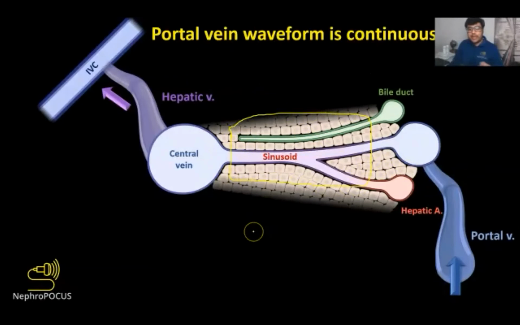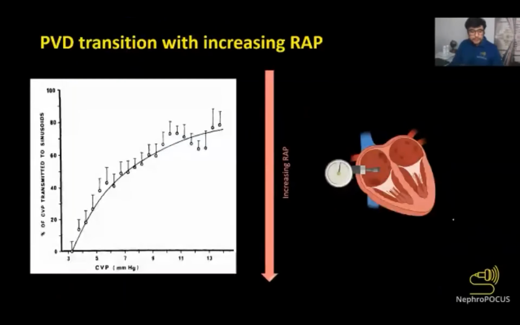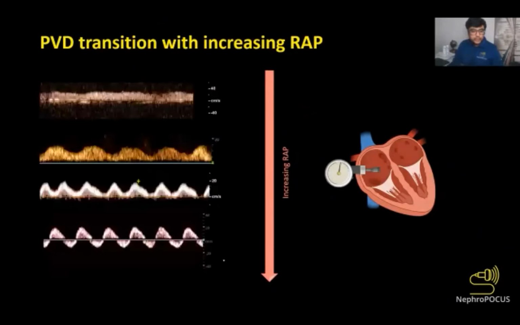So hepatic sinusoids act as resistance sites so that the whole of the central venous pressure is not transmitted to the portal vein. And it has been studied a long time ago, and the percentage of CVP transmitted to sinusoids is only about, say, 70% or 75%, even when the central venous pressure is as high as 14 millimeters mercury.